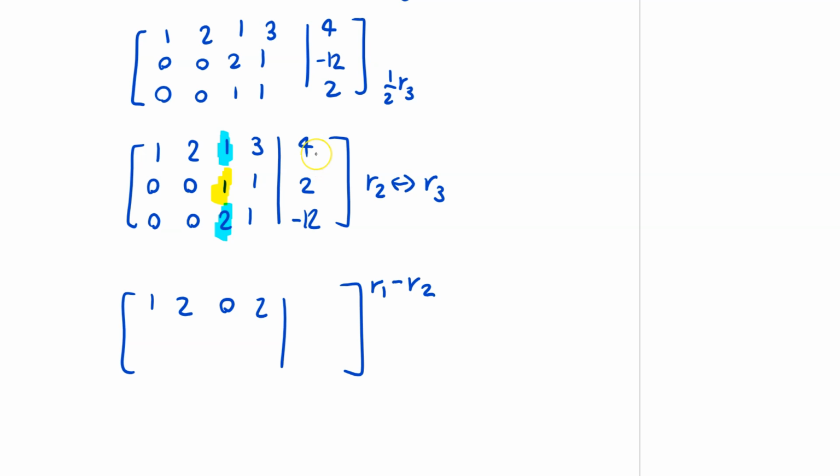here, and then I'm gonna get 2 here. My row 2 would just stay the same, so it's just gonna be 0, 0, 1, 1, 2. And for the last row, I like to change this to 0, so what I'm gonna do is subtract 2 times row 2 from row 3. Row 3 minus 2 row 2. So that is going to be 0, 0, 0, and then 1 minus 2 times 1, that is going to be negative 1. Negative 12 minus 4, that is going to be negative 16.